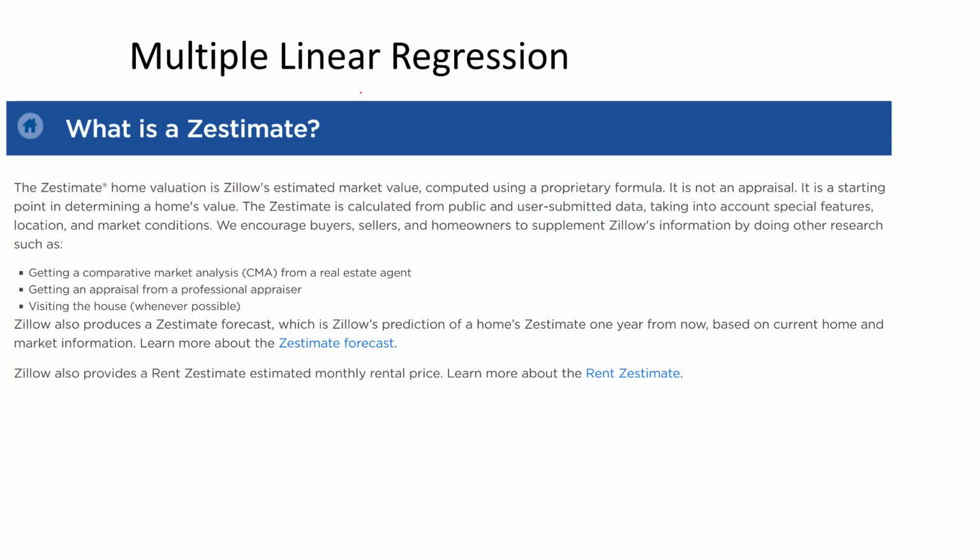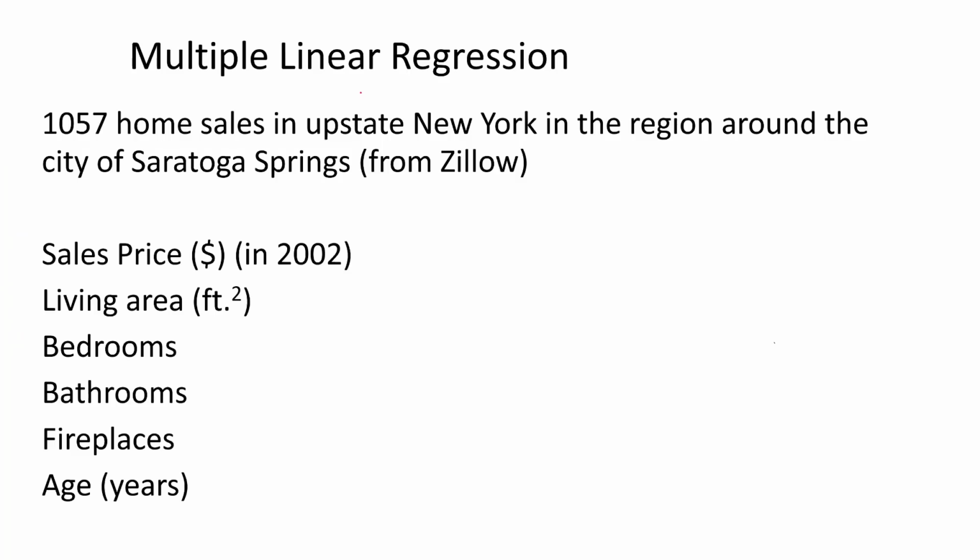Now this is not perfect, but Zillow is constantly trying to update their algorithm. In fact, right now they have a contest on Kaggle offering $1.2 million for the team that comes up with the best prediction algorithm. So anyway, they're always trying to update. Now, one method that we could use to estimate home values like the Z-estimate is multiple regression. So we're going to work with this data set that has 1,057 home sales in upstate New York and the region around the city of Saratoga Springs.